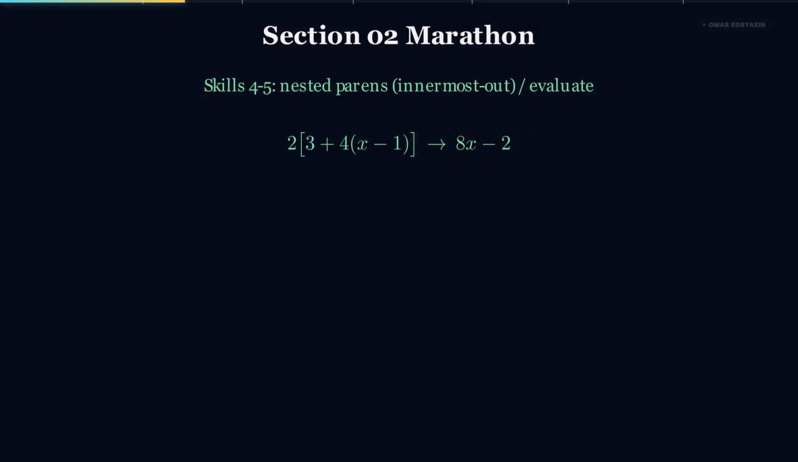Skill 4 is simplifying nested parentheses using the strict innermost out workflow with a careful sign check at every layer. Skill 5 is evaluating an algebraic expression at numerical inputs by substituting in parentheses and applying PEMDAS. Skills 4 and 5 cover the harder symbol problems and the bridge to numerical computation.